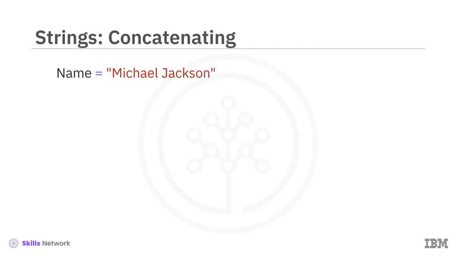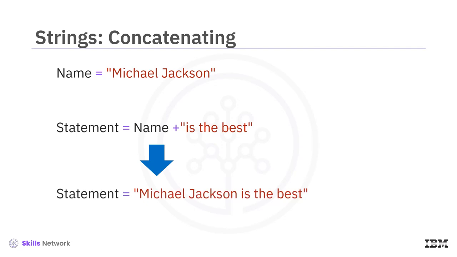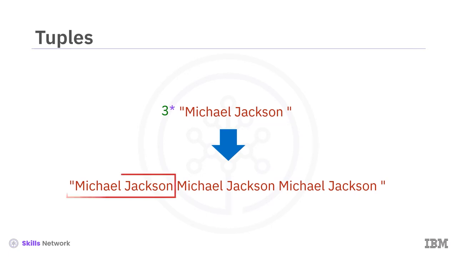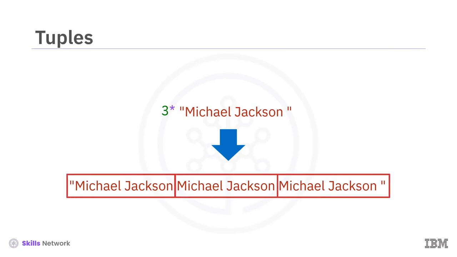We can concatenate or combine strings. We use the addition symbol. The result is a new string that is a combination of both. We can replicate values of a string. We simply multiply the string by the number of times we would like to replicate it, in this case 3. The result is a new string. The new string consists of 3 copies of the original string.